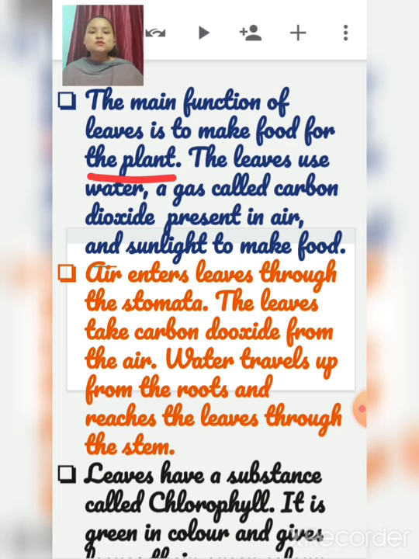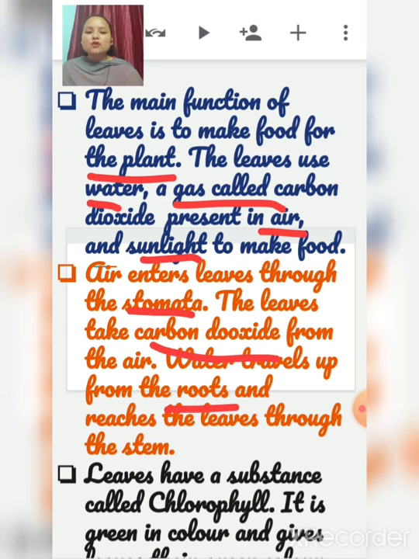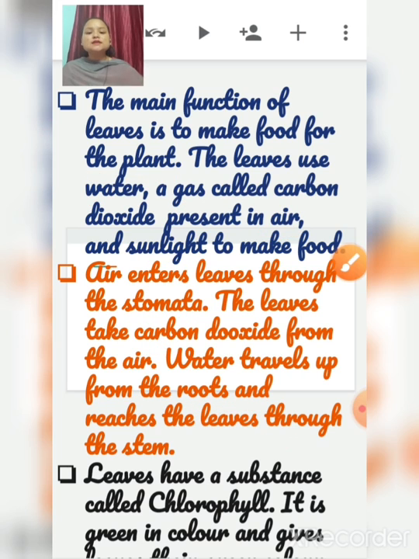So what does the leaf use for making food? They need water, and a gas called carbon dioxide, which is present in air. That means they need water, air and sunlight to make food. Now air enters leaves through the stomata, right? Stomata are tiny openings present on the lower side of the leaf. So the leaves take carbon dioxide from the air, and water travels up from the roots and reaches the leaves through the stem.